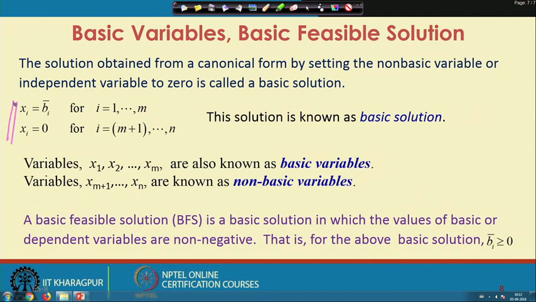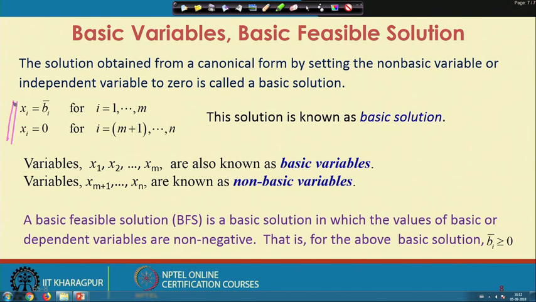Variables x1, x2 up to xm are also known as basic variables. Variables xm+1 to xn are also known as non-basic variables. A basic feasible solution is a basic solution in which the values of basic or dependent variables are non-negative. That means, bi bar is greater or equal to 0.